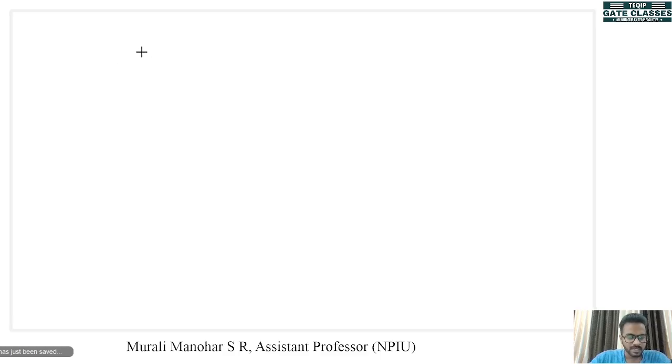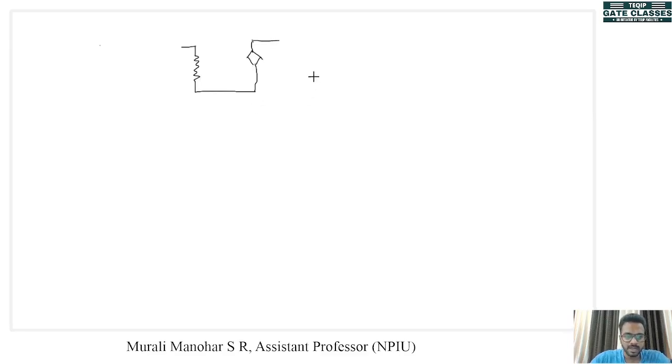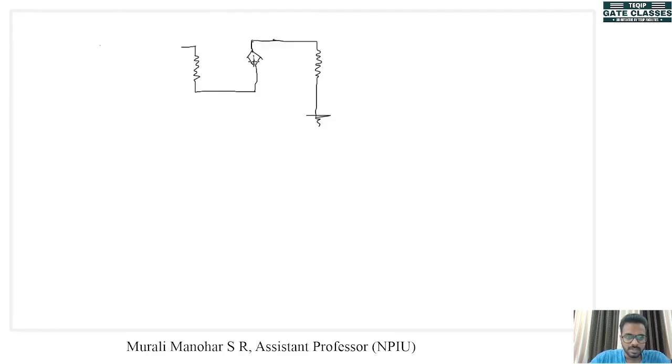So it will look like this. Here we have the R pi. Here we have Gm VBE. And we don't need to consider RO because nothing is given about finding RO. At the collector we will have RC, and RC will be connected to the ground. There is no other resistor at the output. This is Gm VBE.